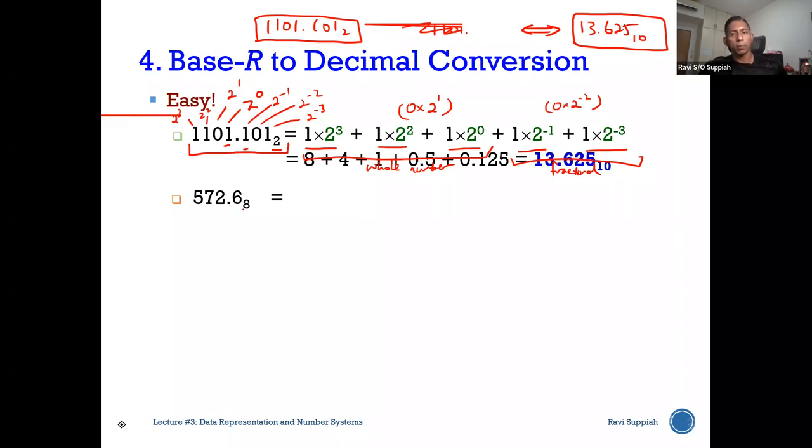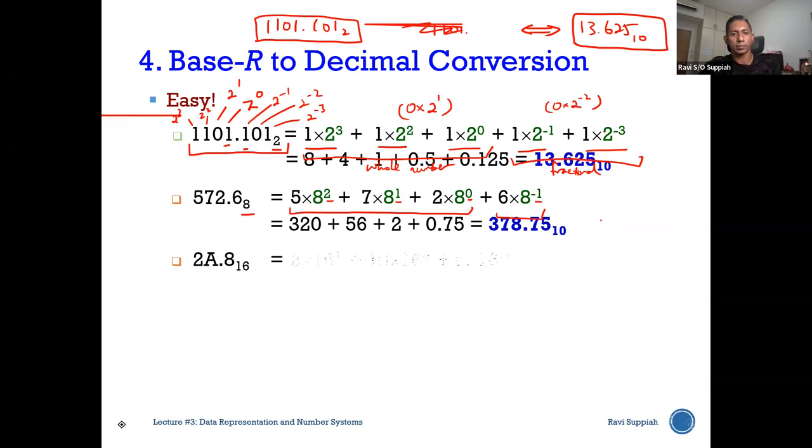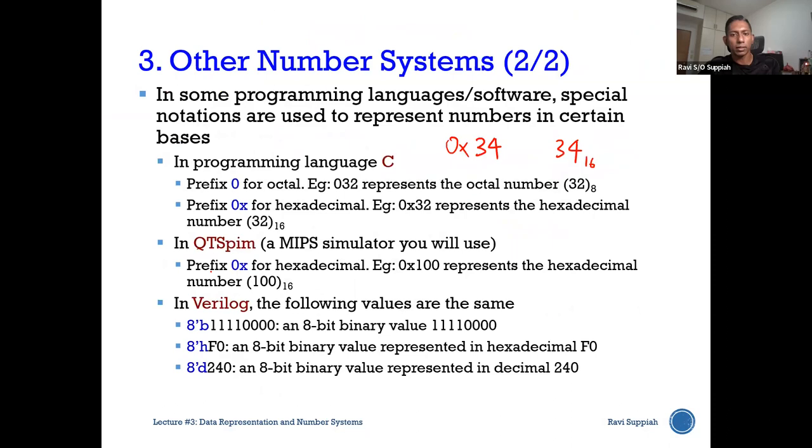You can apply the same thinking to any base. If I have base 8, I do the same thing. To the left of the decimal place, I use the weighted power 0, power 1, power 2, and to the right of the decimal place it is minus 1, minus 2, and so on. Then you get the answer. If it's base 16, again the same thing. For base 16, you have 16 different digits.